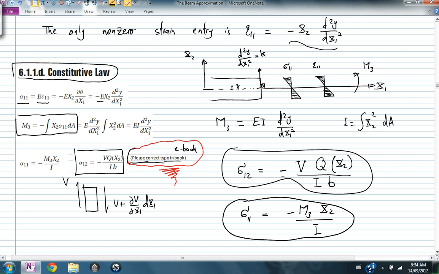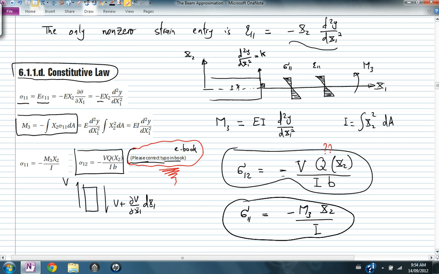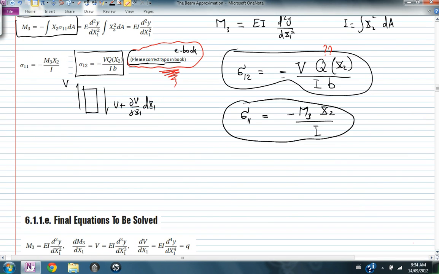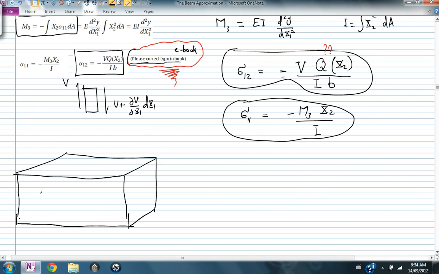So what we haven't discussed yet is what is Q. And you can look at the derivation in the textbook. Q is the moment of area of the area above the point at which we're trying to calculate the shear stress. So if this is X2, and this is X1, and I would like to calculate the shear sigma on 2 at this point, it's equal to the following.